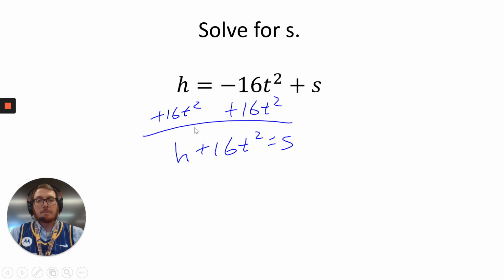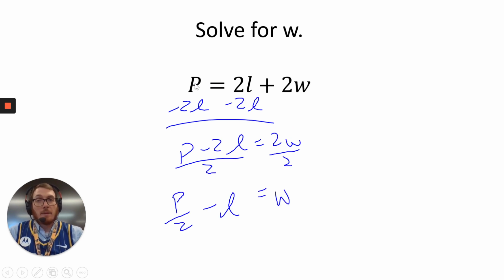Once I do that, I can't combine anything on the left side. H plus 16t squared is as simplified as it can get. And that's the answer. H plus 16t squared equals s, or you could have flip-flopped it, 16t squared plus h equals s.